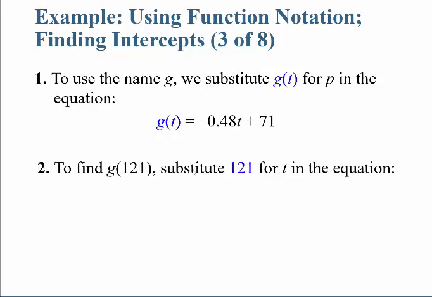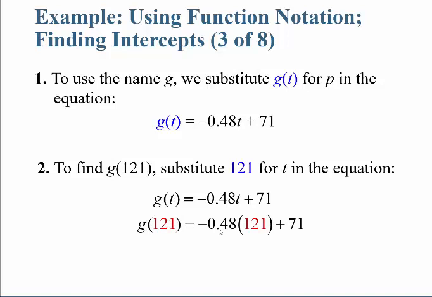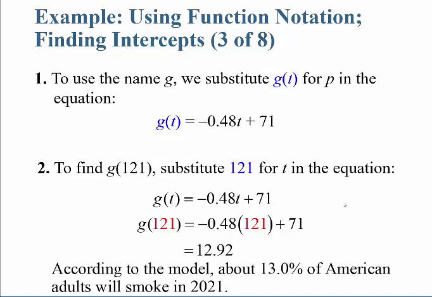So to find g of 121, we substitute 121 for t in the equation. So just plugging it in like so. If you plug this into your calculator, you'll get g is equal to 12.92. So rounding this, according to the model, about 13% of American adults will smoke in 2021.